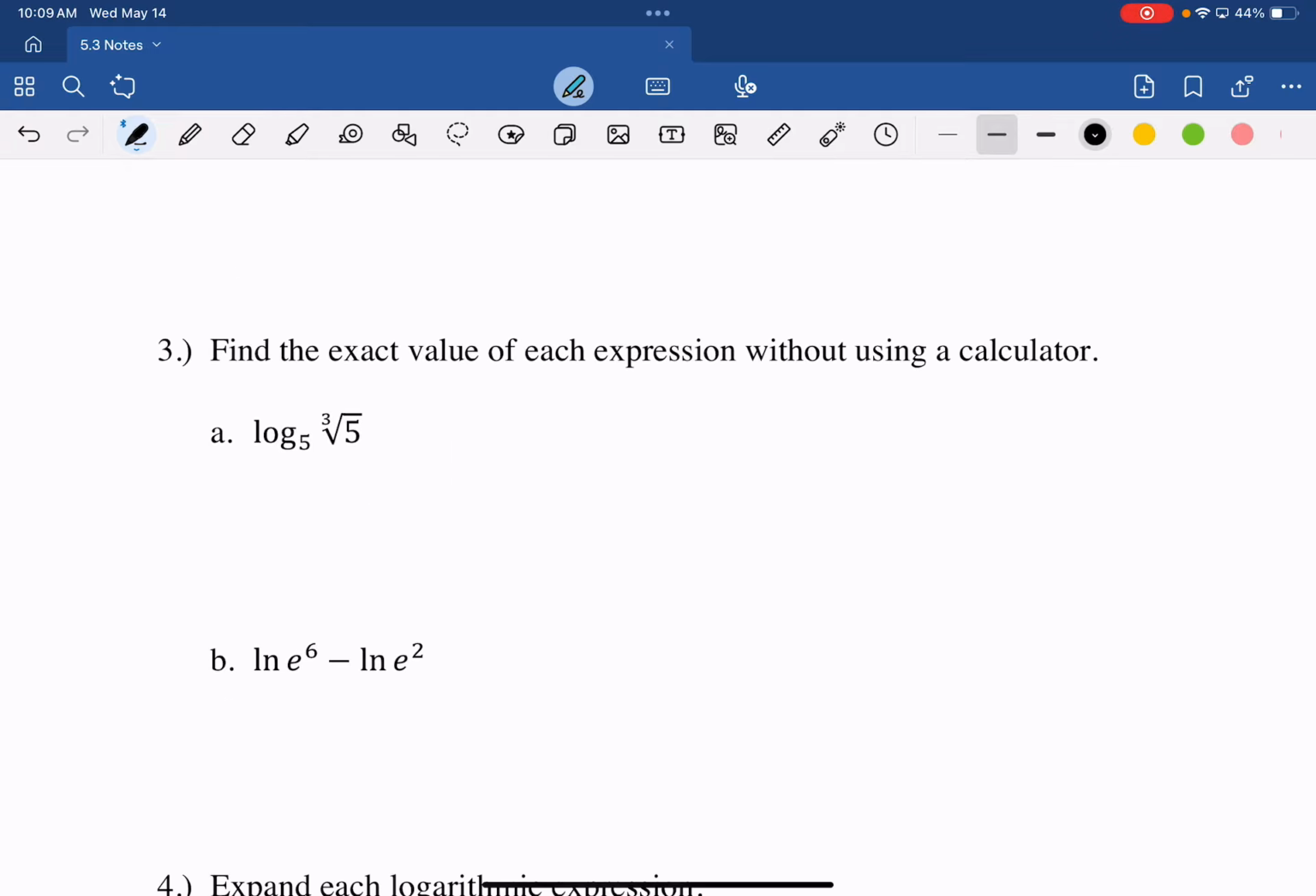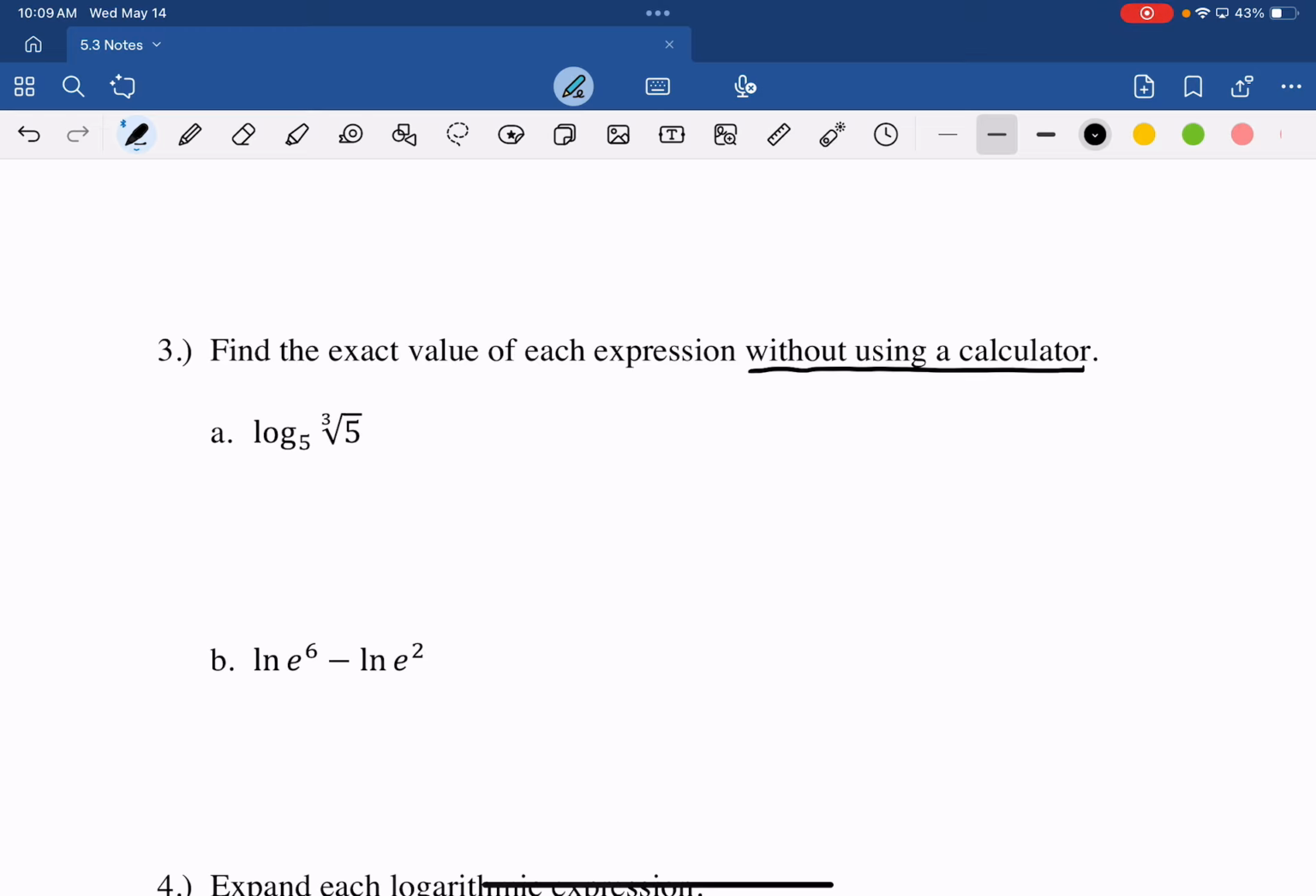Now, look at these next problems. We're almost done. We're going to do 3 and 4 and then be done with notes for today. Okay? So find the exact value of each expression without using a calculator.